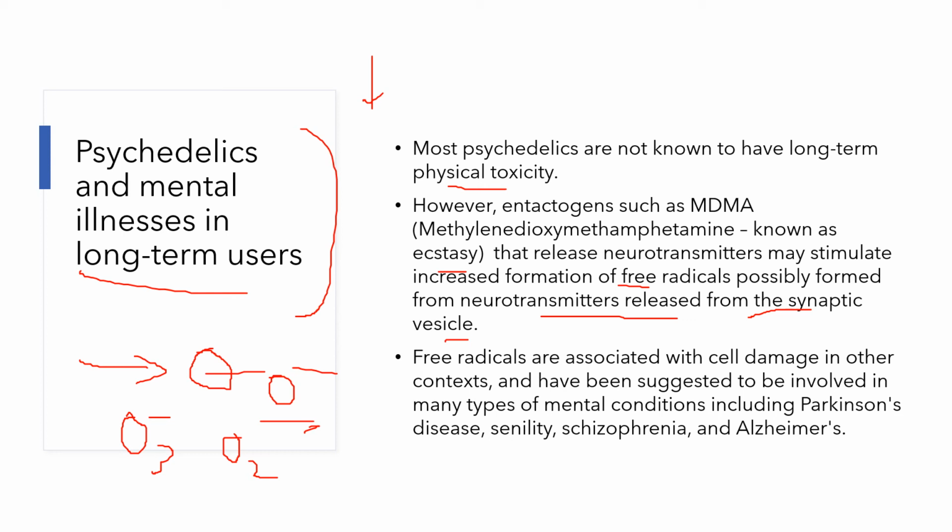Free radicals are associated with cell damage in other contexts and have been suggested to be involved in many types of mental conditions, including Parkinson's disease, the dementia of old age, senility, schizophrenia and Alzheimer's disease. So it has been implicated that these free radicals are formed when a lot of these are produced or released by using the substances that we take for recreational uses.